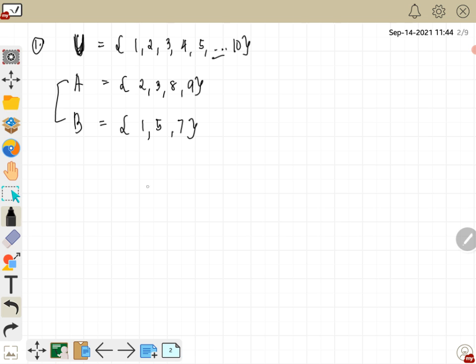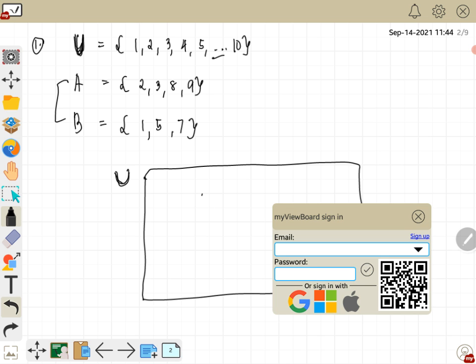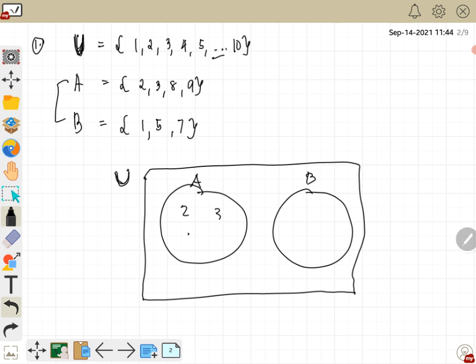So first, we draw our rectangle. This rectangle represents our universal set, and we label it U. Then since there are no common elements between A and B, we draw two separate circles inside. We write this as set A and set B. Then we write all the elements of A inside the circle: 2, 3, 8, 9. Then in B: 1, 5, 7.